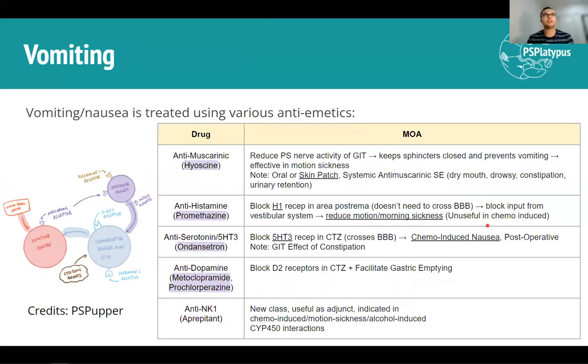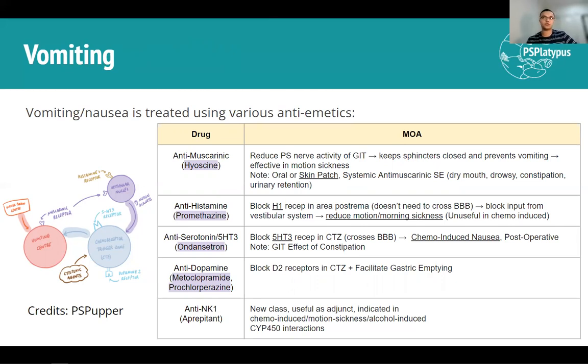Next, we're going to talk about the actual medications or antiemetics that can be used to treat nausea and vomiting. First up, we have our antimuscarinic drugs. With antimuscarinic drugs, the classic example you're going to learn about is hyoscine. These reduce the parasympathetic nerve activity of the gastrointestinal tract, so similar to before. That actually keeps the sphincters closed because remember, parasympathetic is more of the rest and digest, and that would want to sort of stimulate sphincters opening. But in this case, we're going to reduce that and cause sphincters to be closed.